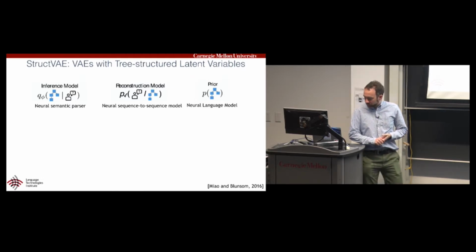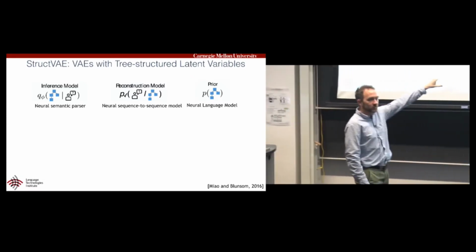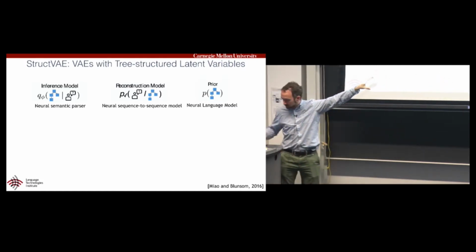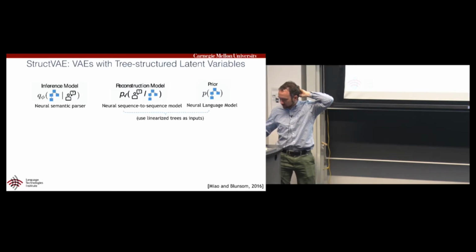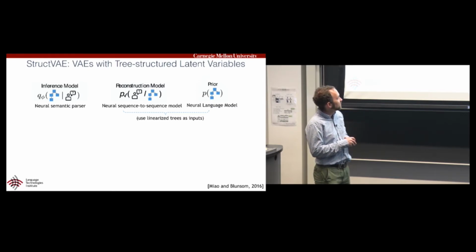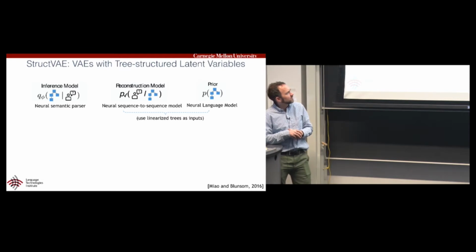In this case, for the prior and the reconstruction model, we used a neural language model over trees, and a neural sequence model from trees to utterances. And just for convenience, we used linearized trees. So we basically traversed the trees in pre-order traversal, and turned them into sequences of tokens, more or less. And in the case of code, we just tokenized the code and used the tokenized code as a sequence.